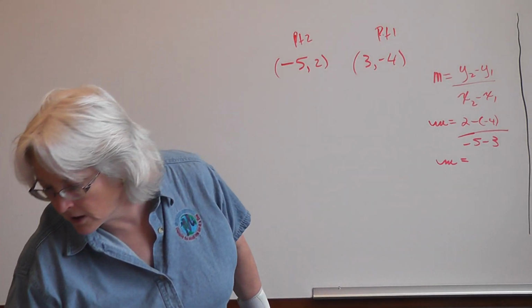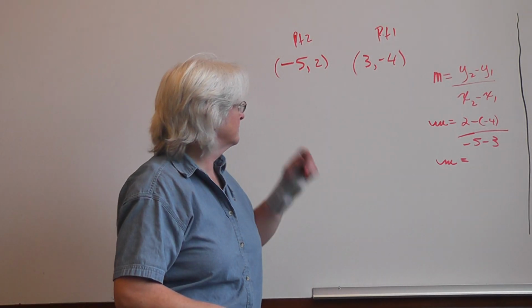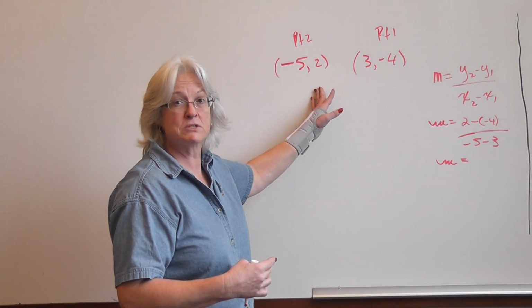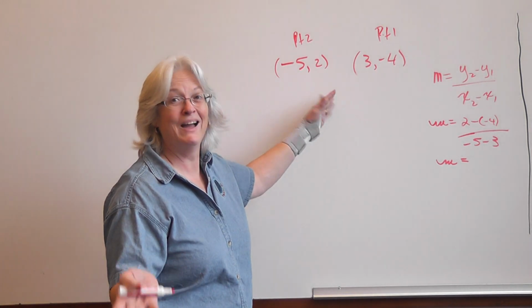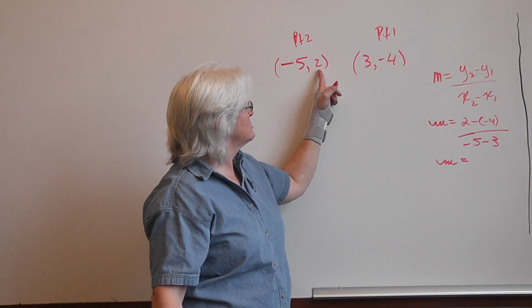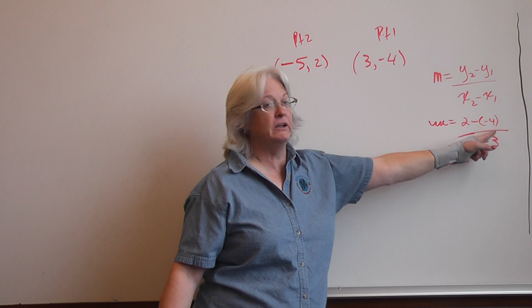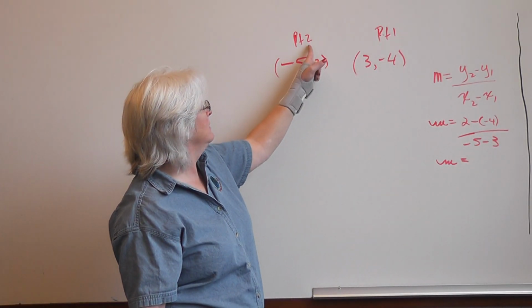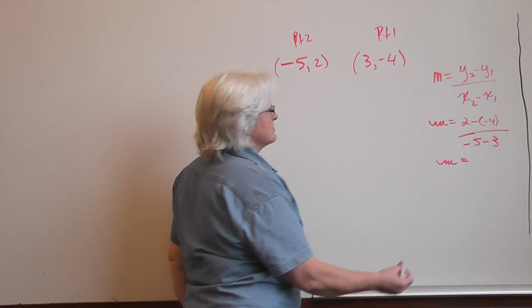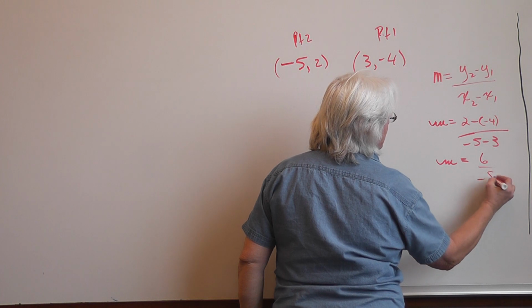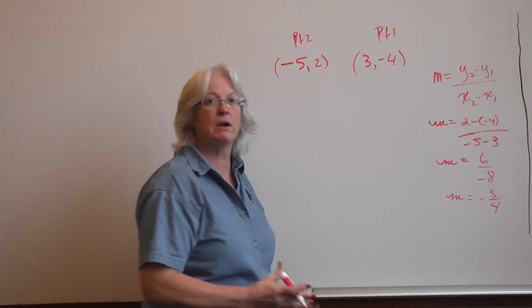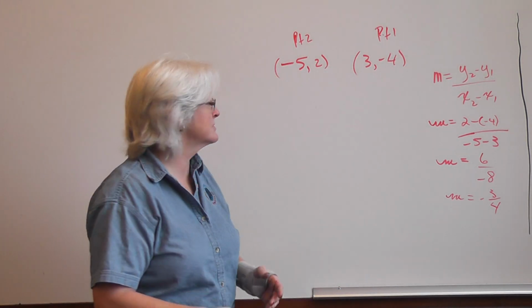And let me verify. Okay. Remember what I said just a moment ago. Take the time to make sure that you've substituted correctly, because you don't want to redo your homework. I don't want to redo my videos. My second y coordinate is 2 minus a negative 4. My second x coordinate is negative 5 minus 3. So I now have 6 divided by a negative 8, so my slope is a negative 3/4. Make sure that you reduce your fraction to lowest terms.